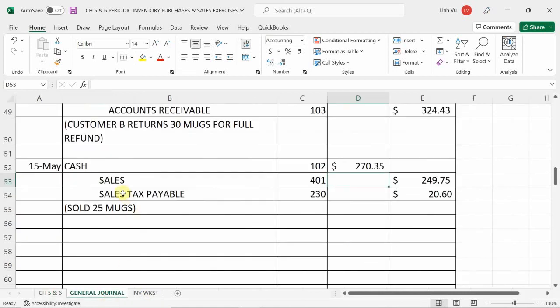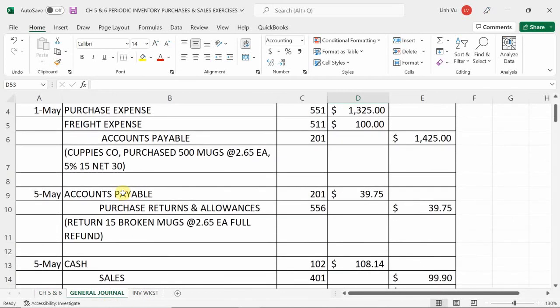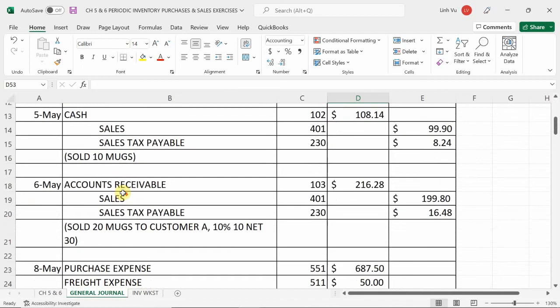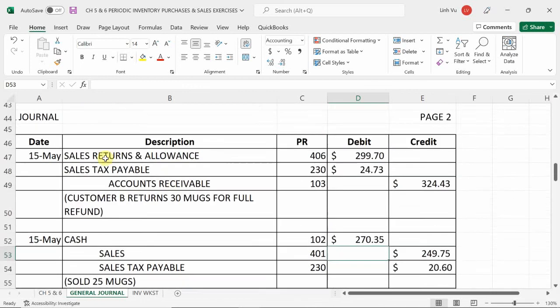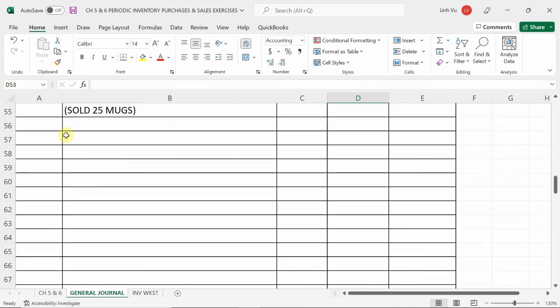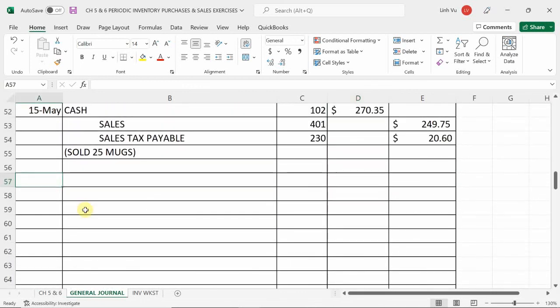So let's take a look at the journal. If we sold to customer A on the 6th of June, right here, how much does customer A owe me? 216.28. Yes. Okay, good. So that's exactly what I'm going to record, since they're paying me.